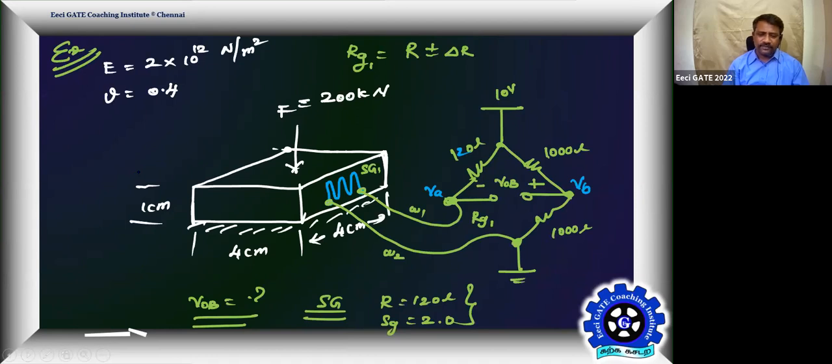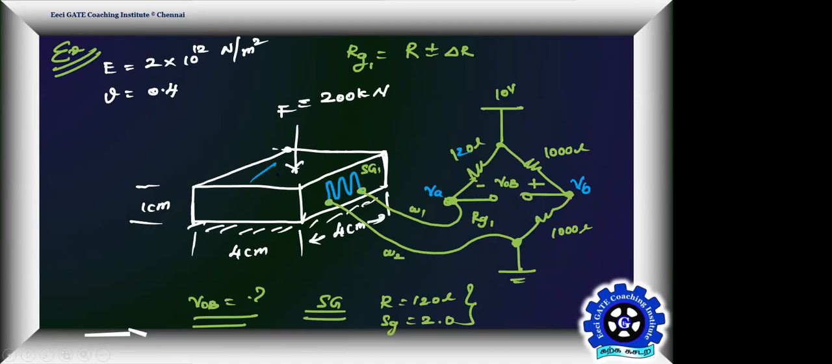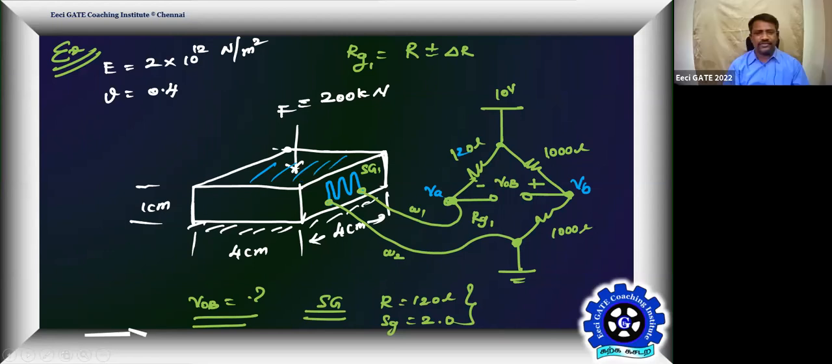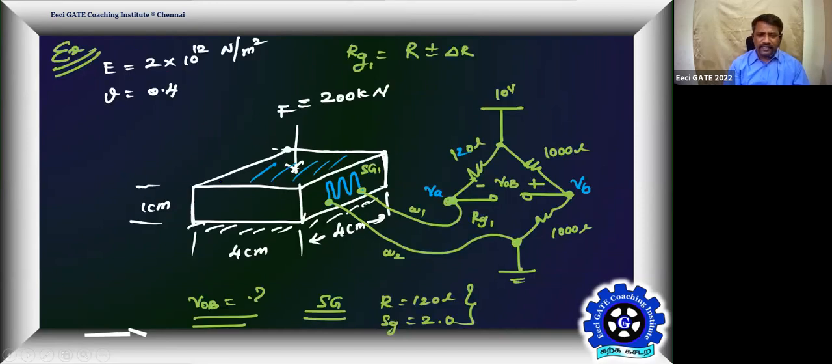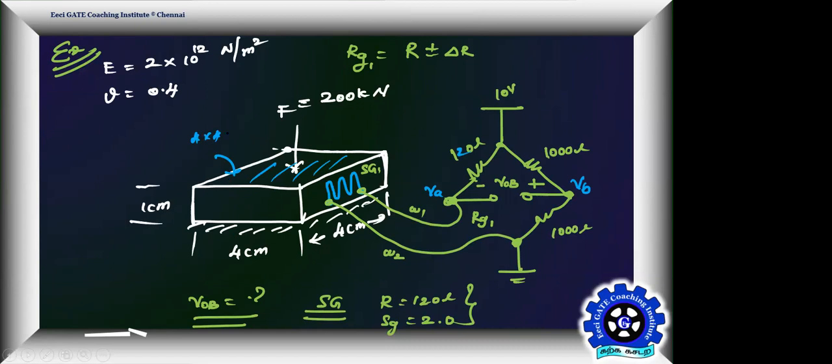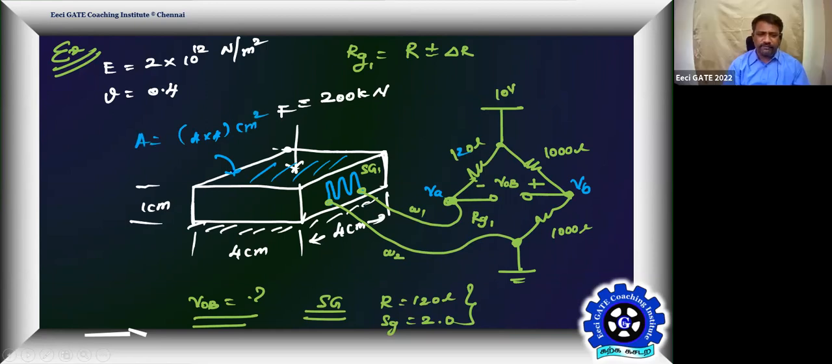Convert force into stress or strain. What is strain? Straight away, you remember Young's modulus is equal to stress per strain. Correct? Straight away, go for the strain. What is your area? Where it is acting? What is the surface area? It's 4 cross 4. Yes, sir. 4 cross 4 centimeter square is your surface area where the force is acting.